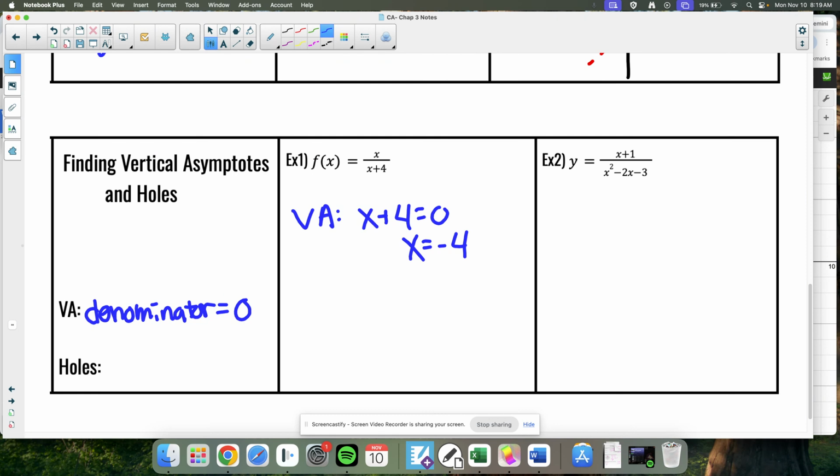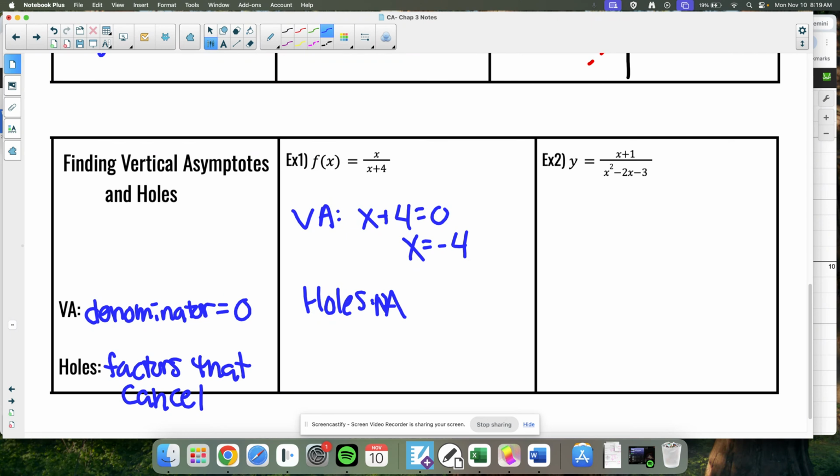Holes come from factors that cancel. So if I look at that first equation, is it even able to factor? No. So this one should have no, not applicable, no holes.